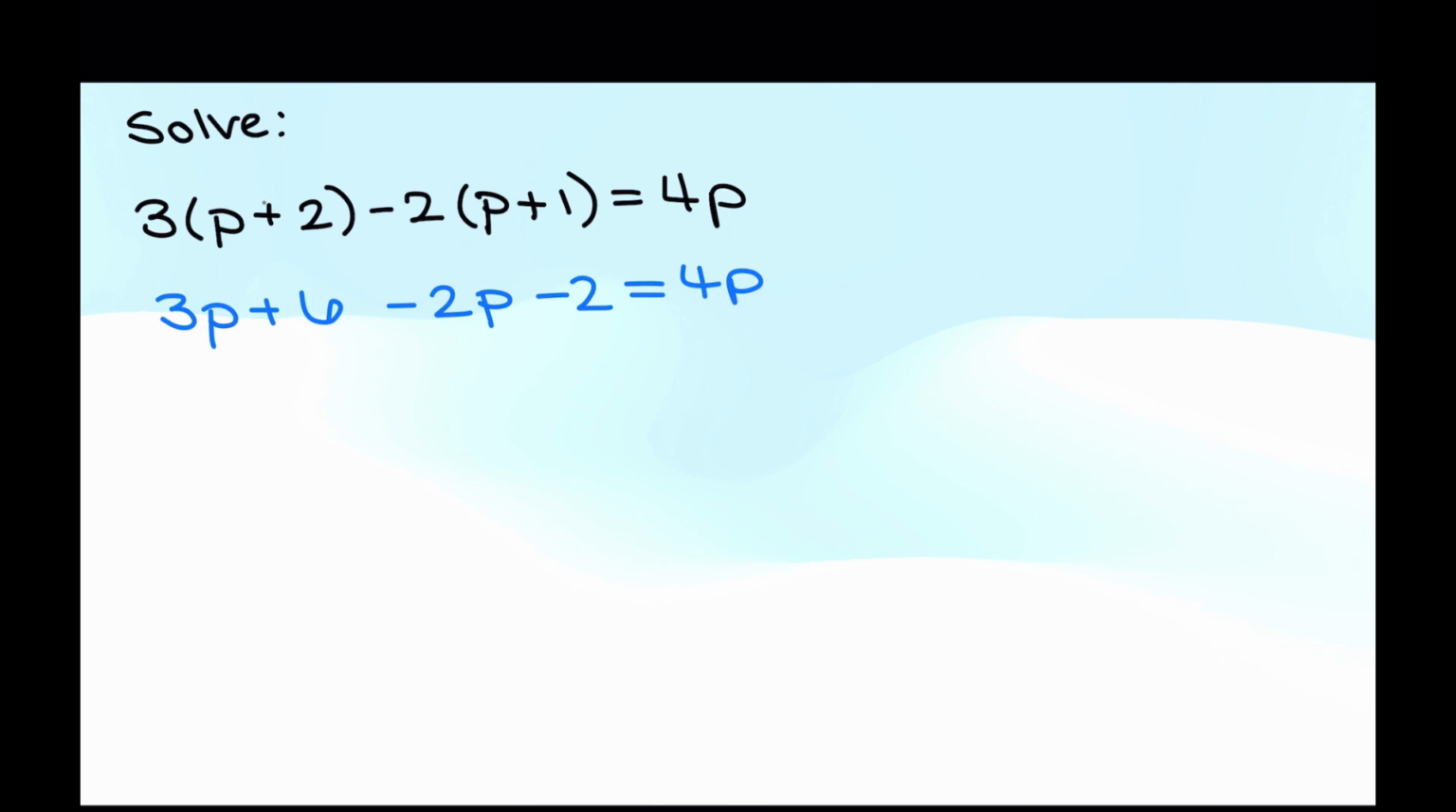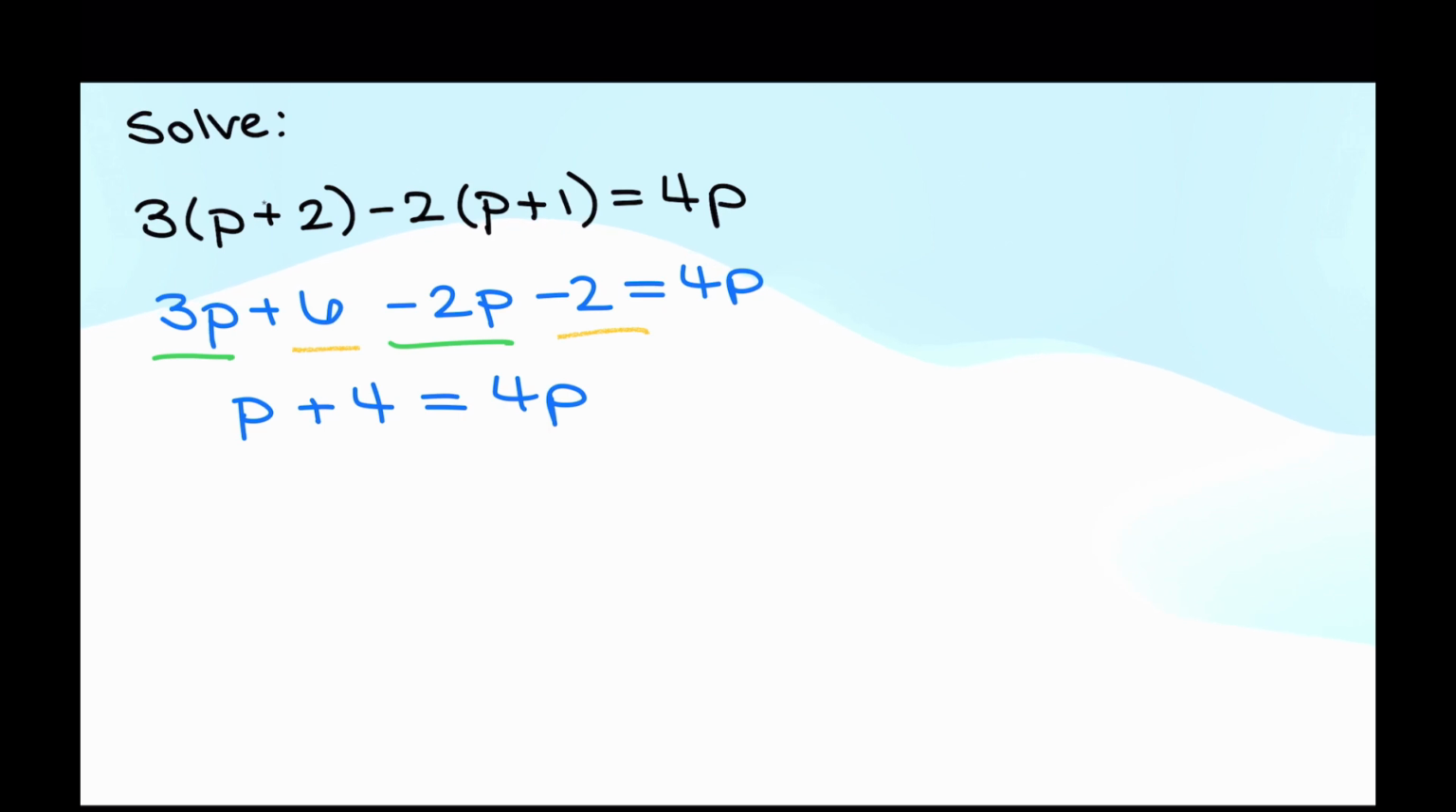I'm going to continue with the simplification because on the left side we have some like terms. I can take the 3p and the negative 2p and combine those to get 1p. 3p minus 2p is 1p. I can also combine the plus 6 with the minus 2. Plus 6 minus 2 is plus 4. So now I have the equation p plus 4 equals 4p. So all of that was our first step, simplify each side if possible.